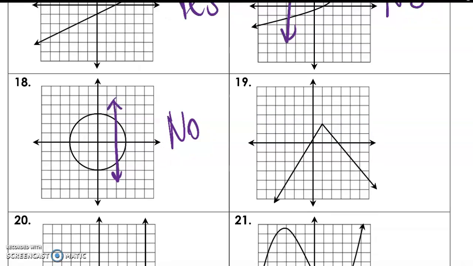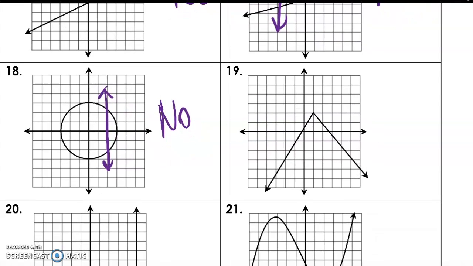A lot of people think 19 is a no, but it is a yes because vertically it is fine. Horizontally, yes, it passes through more than one, but vertical is the only thing that matters when we're doing functions. So that is a yes.